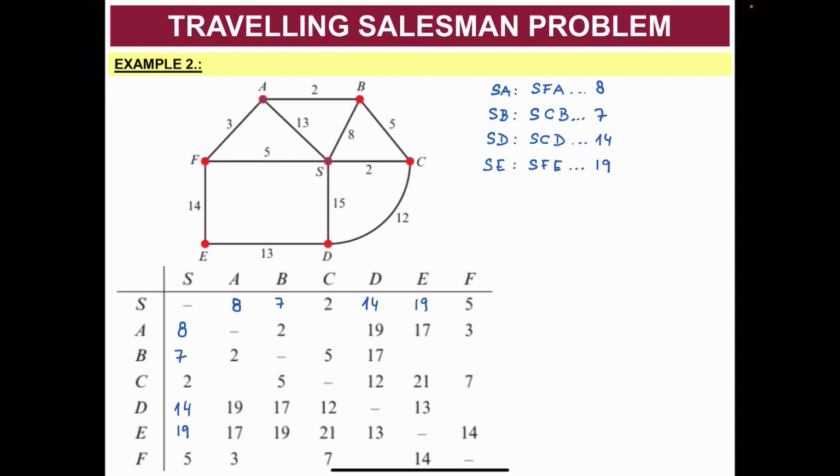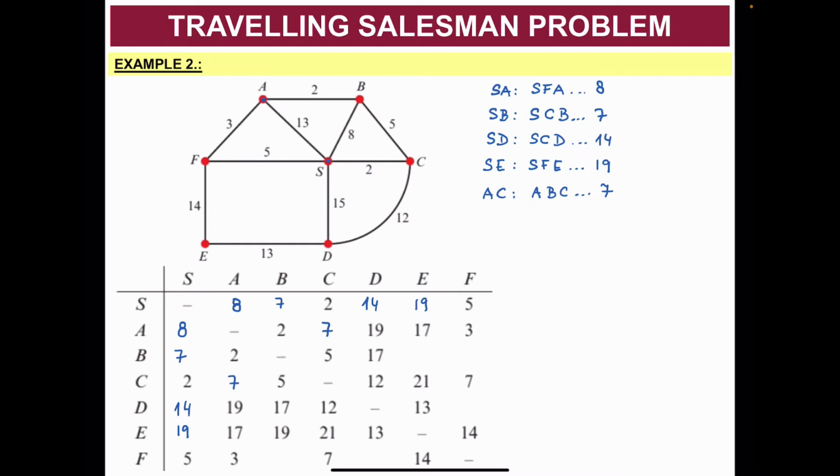Next one that is missing is AC. AC, that's the shortest one. Well, you have several options again to choose from. The shortest one is going through B, so A, B, and C. You can check as well. So AC is 7 and AC is 7.